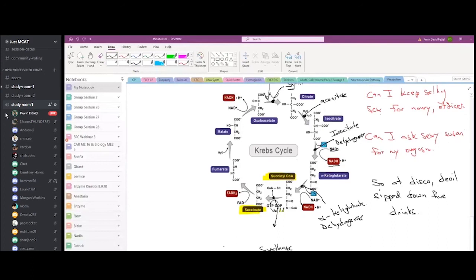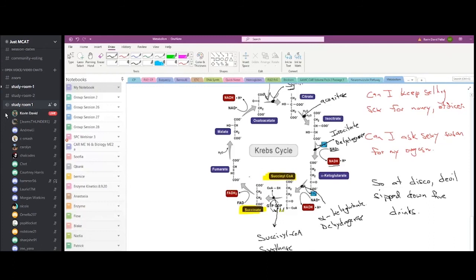And what kind of synthase are we dealing with? Anybody? Succinyl CoA synthase, right? Takes its name from the substrate. Too easy. My point is this, the reason why we're doing this is that this shouldn't be that hard, right? If you understand the naming convention of enzymes and you understand what's happening, too easy, yeah? So this mnemonic, at disco, double sip down 5 drinks, is just a way to help you out, right?